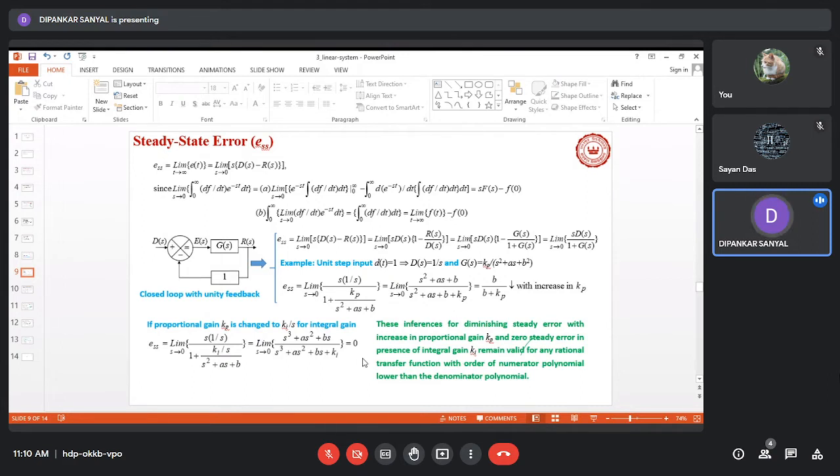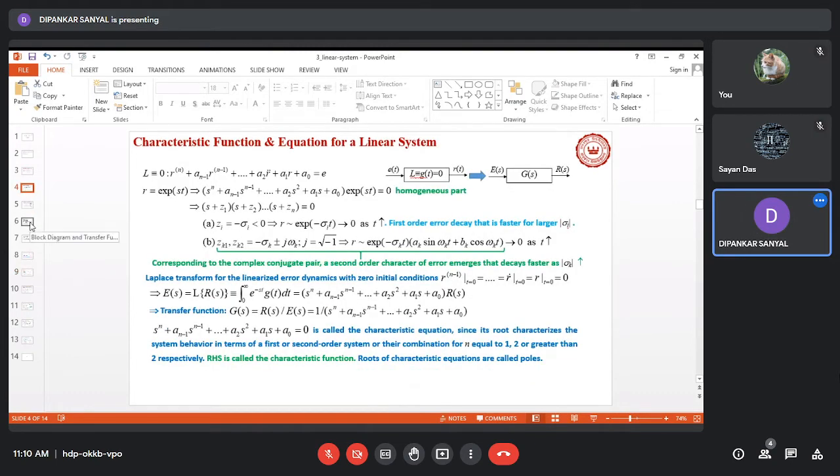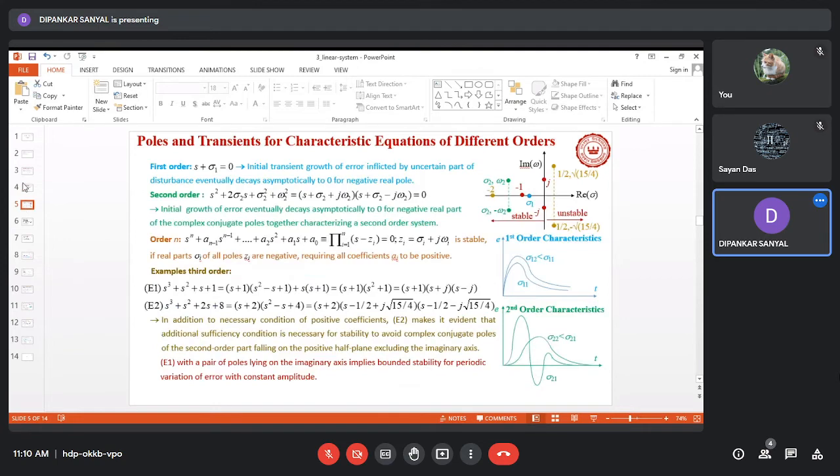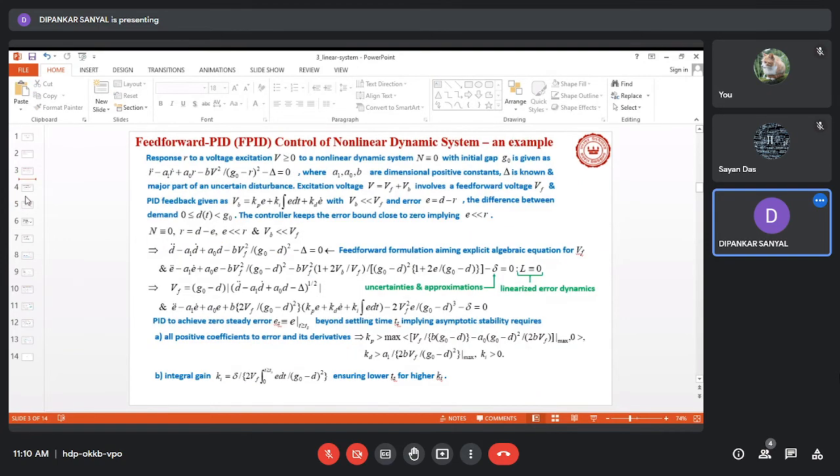So in fact this part also we have discussed earlier, I believe. Here the role of the integral gain was to ensure a 0 steady state error, but with only proportional gain, because of this uncertainty, a steady state error would remain, that you have discussed earlier.